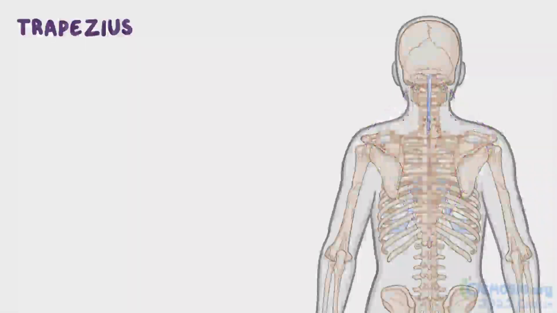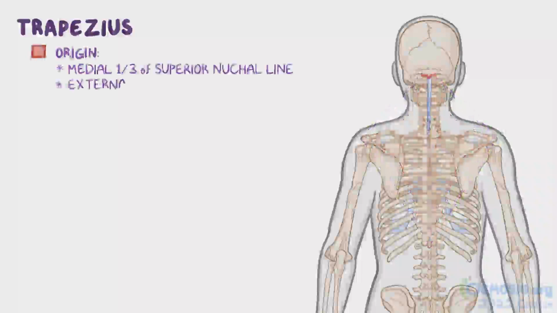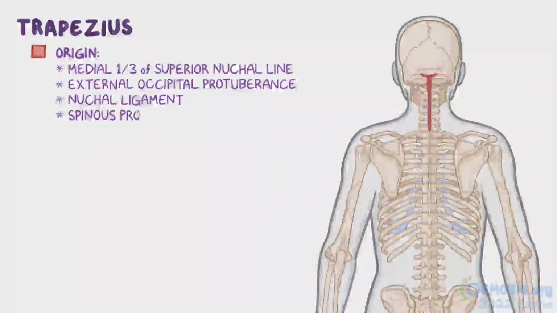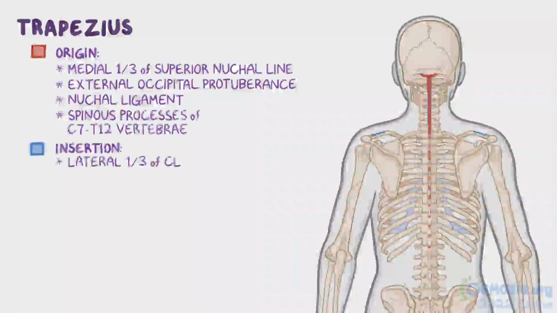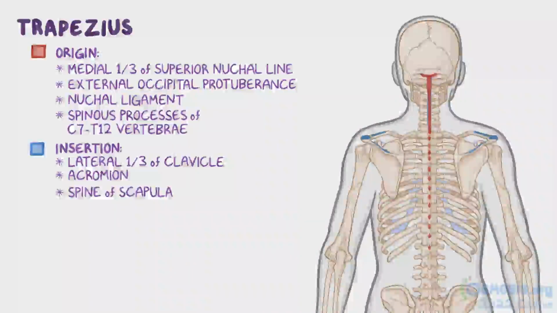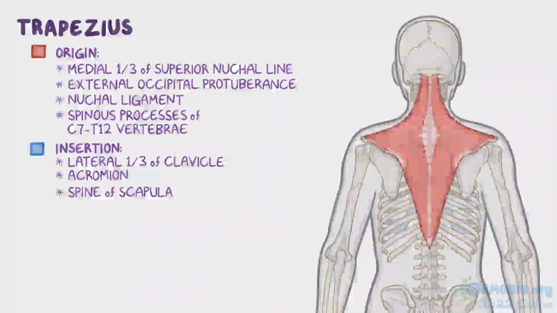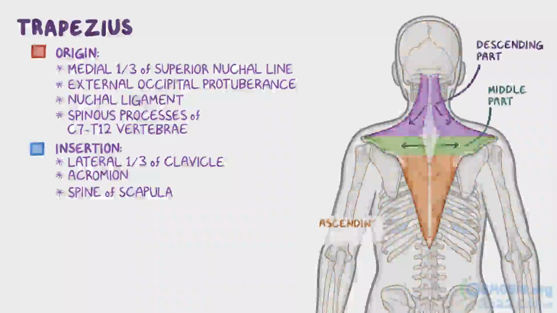Proximally, the trapezius originates on the medial third of the superior nuchal line, the external occipital protuberance, the nuchal ligament, and the spinous processes of the C7 to T12 vertebrae. Distally, the trapezius inserts on the lateral third of the clavicle, the acromion, and the spine of the scapula. Based on the orientation of its fibers, the trapezius is divided into the descending, or superior part, the middle part, and the ascending, or inferior part.